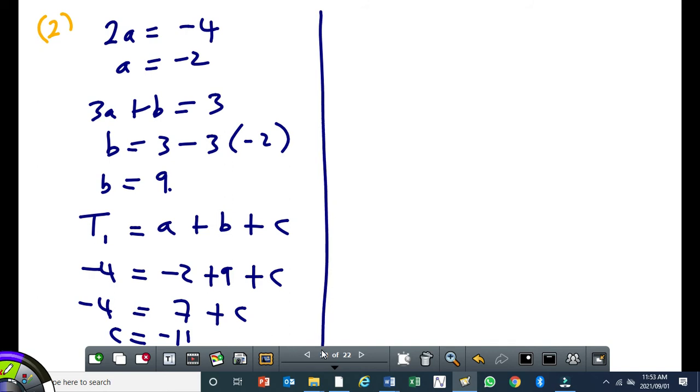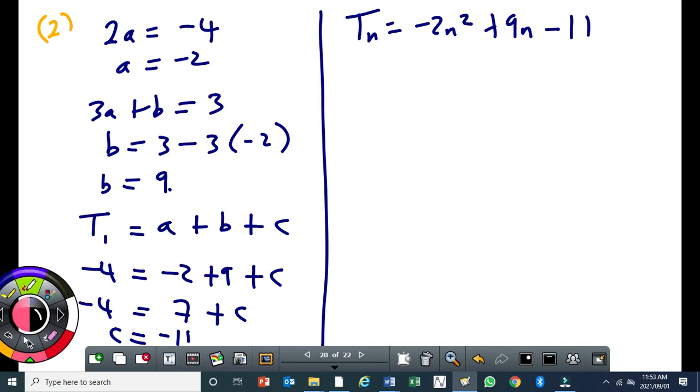Are you following here? Right? So the general term will be Tn equal to minus 2n squared plus 9n minus 11. Yes. Sorry, how did you get B? B, we used the formula which I explained to you on the first day.